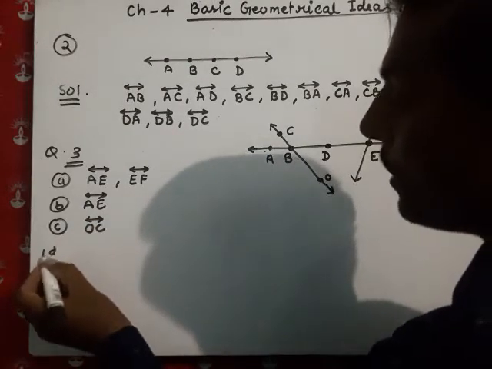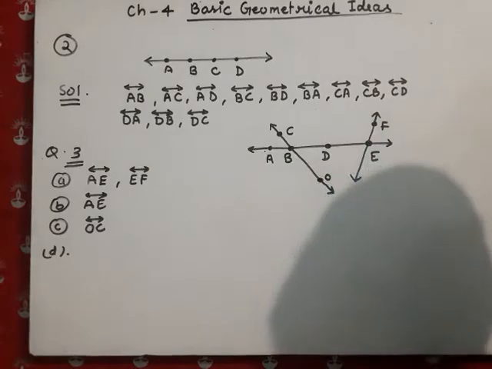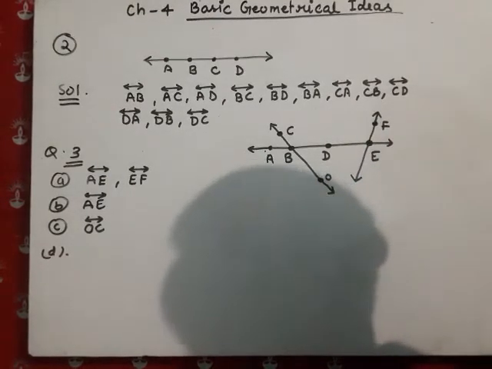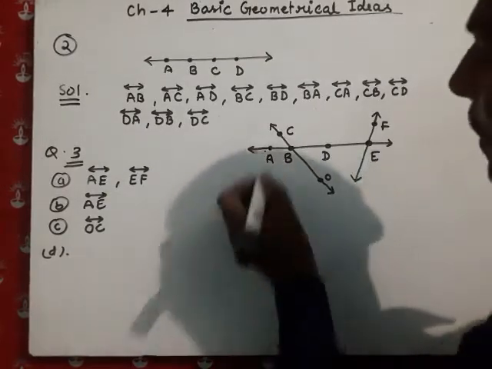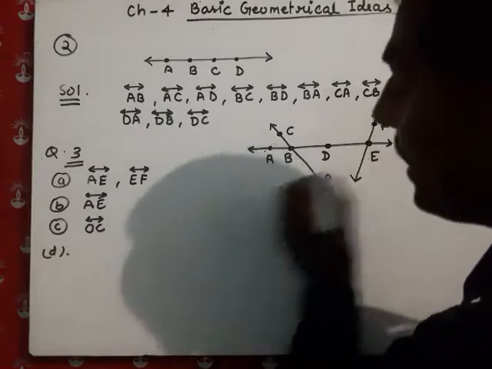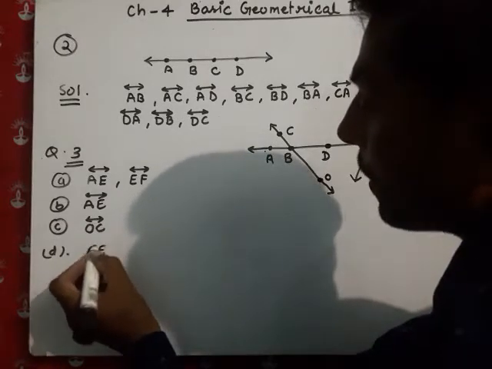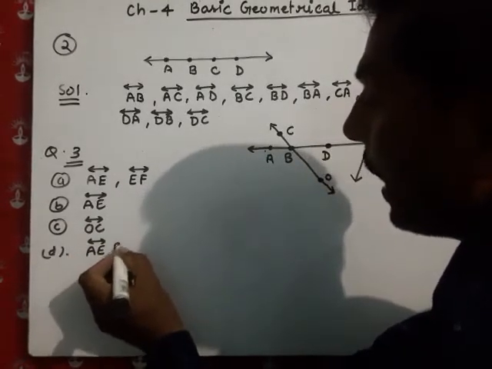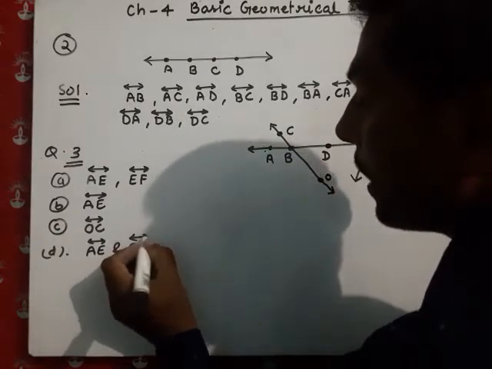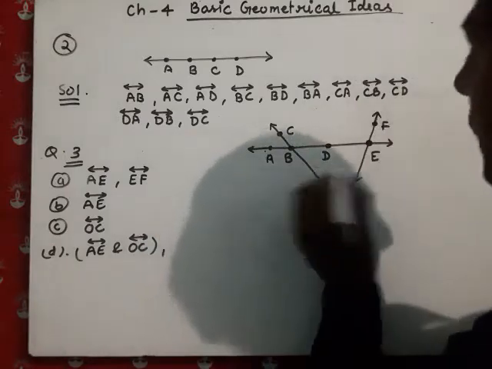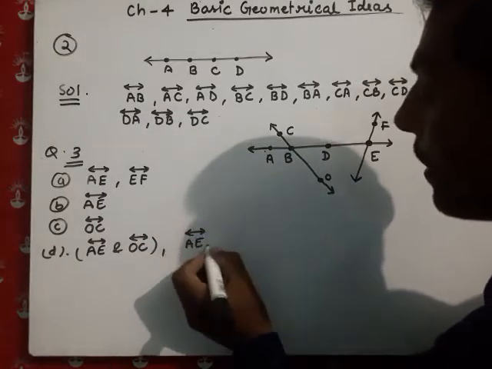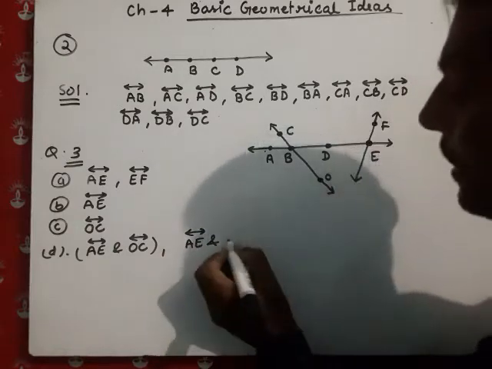Now going to the D part. Here in the D part the question is asking for two pairs of intersecting lines. What is the meaning of intersecting lines? I told you in the class. So here we have to write down the two intersecting lines. So here this line A and OC. One pair is this and another pair here, line A and this EF.